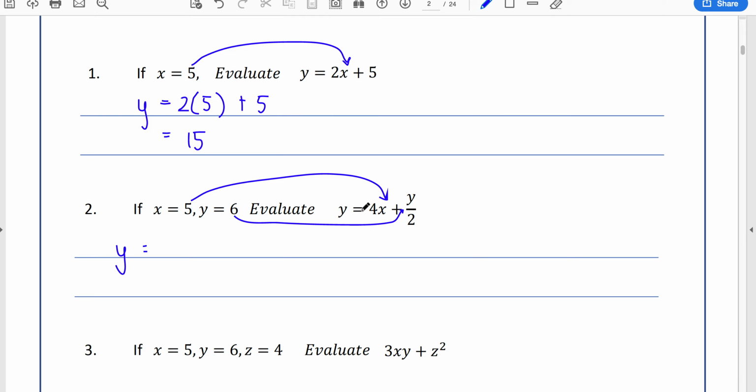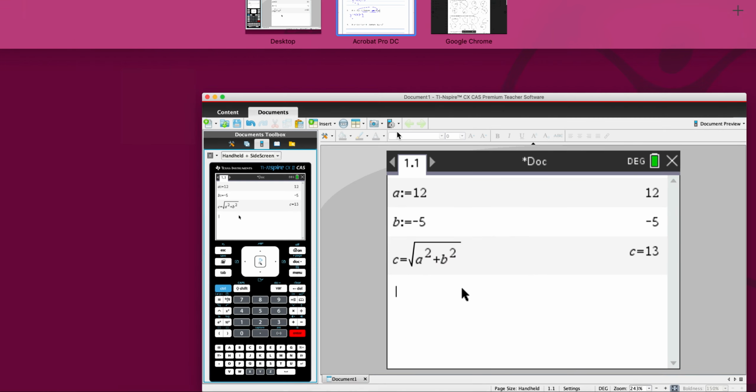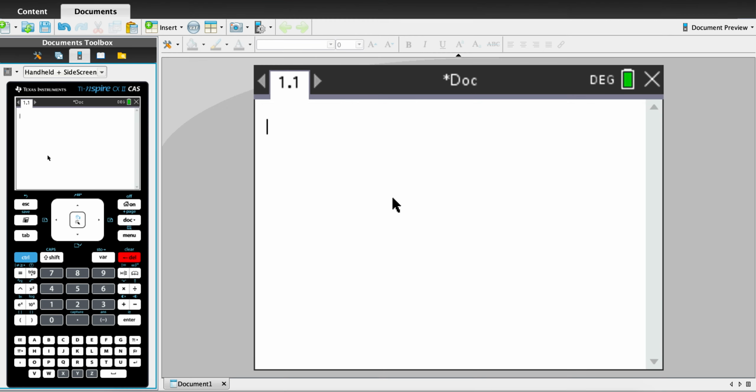Oh, it's got a y there. I think that's a typo. I might just cross that out. So it should be 4x plus y on 2. The reason is I don't really want 2 y's here, that's why I changed it. So y is 4 times 5 and then plus 6 divided by 2. So that's an option for you. You don't have to use the calculator. If I do it with the calculator, I'll just delete this.